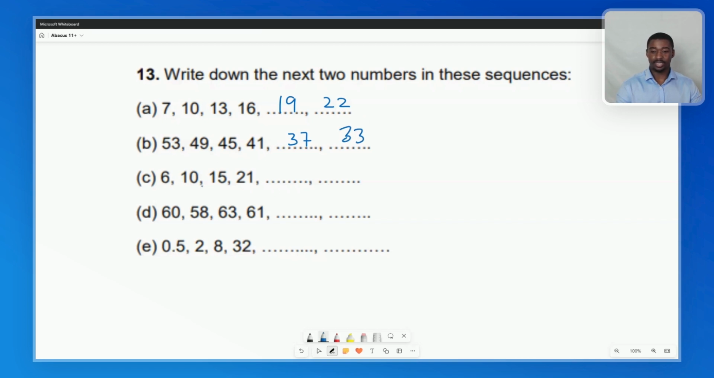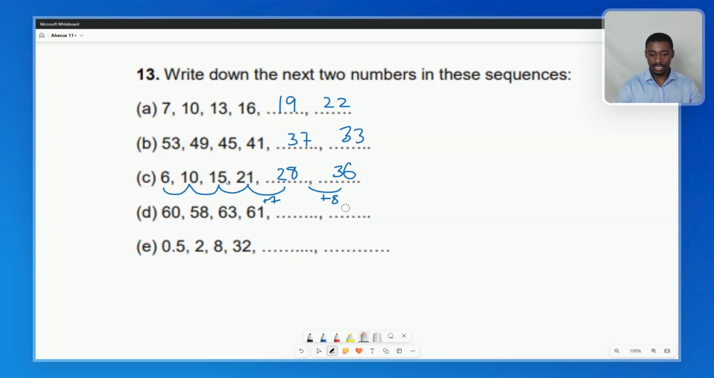Now we have 6, 10, 15, 21. Well, let's look at the difference. Plus 4, plus 5, plus 6. Okay, we can see what's going on here. It's going to be plus 7 and then plus 8 to continue that pattern. So plus 7 is going to be 28, plus 8 is going to be 36.